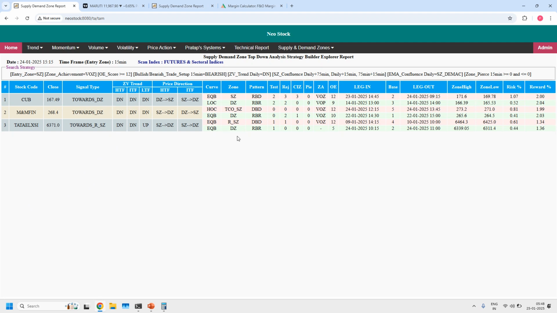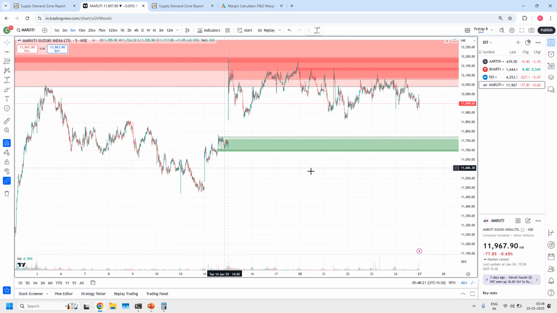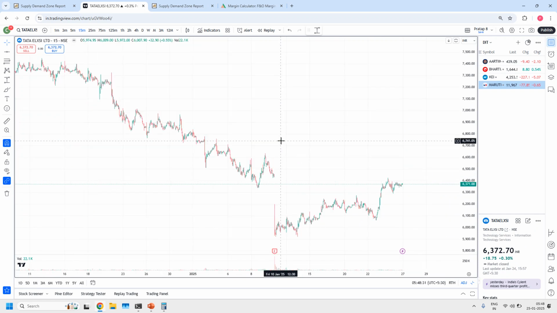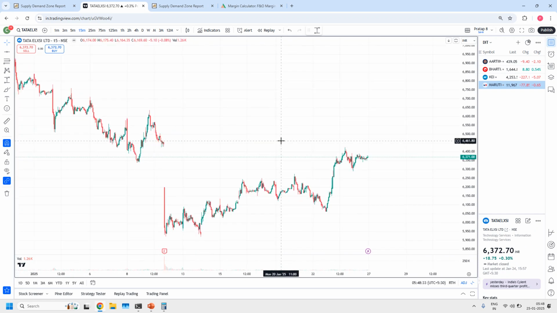See, Tata Elxsi is having a high liquidity zone. At least I will analyze one stock so that I can also show you an example for LTF, ITF, HTF zone confluence and also EMA confluence. So in the 15-minute time frame, because all these entry time frame zones are 15-minute zones, and because it is a bearish trade setup, your trade plan should be on the short trades.